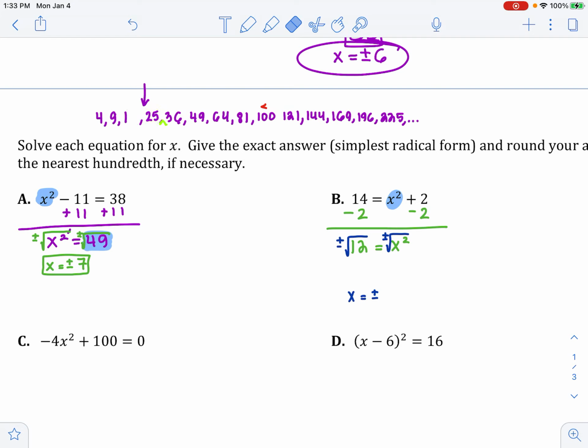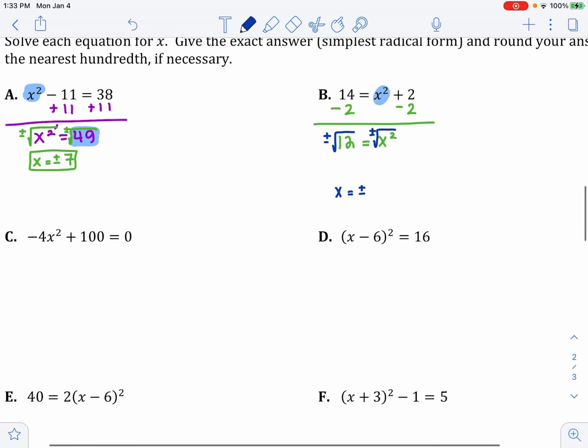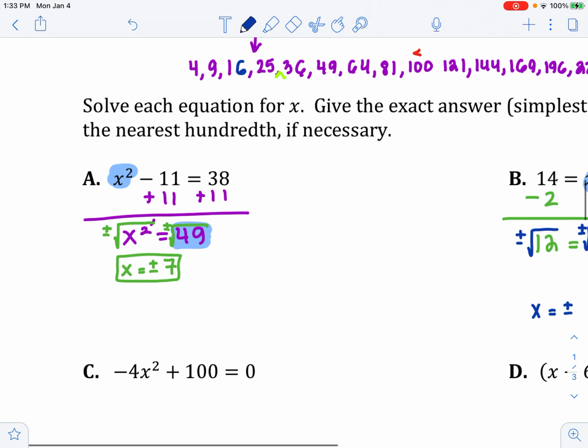Oh, my 6 went away. It's okay. Okay, good enough. 16. There we go. Okay, so now I want to know the biggest perfect square that goes into 12. So 12 is not on my list. 12 would fall right here.